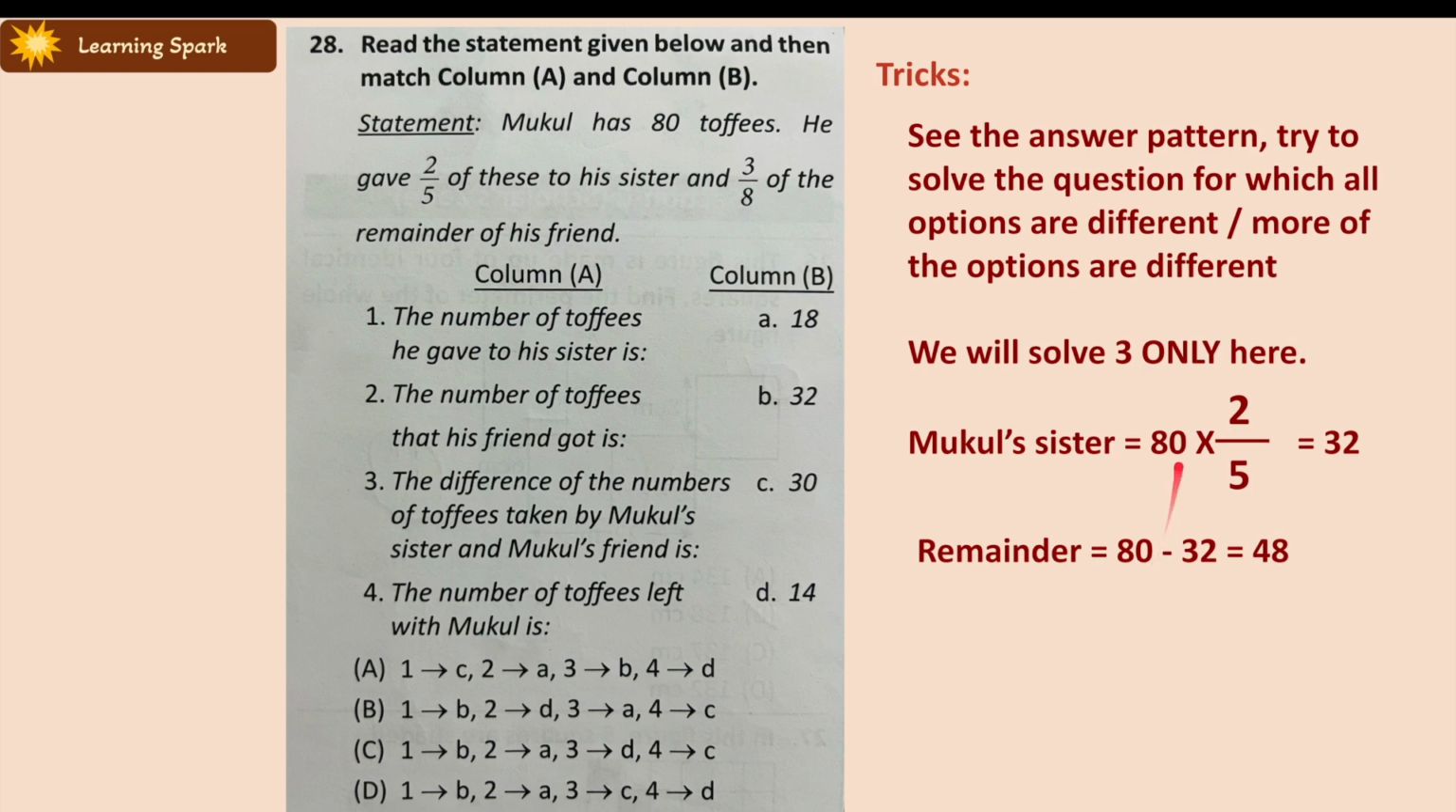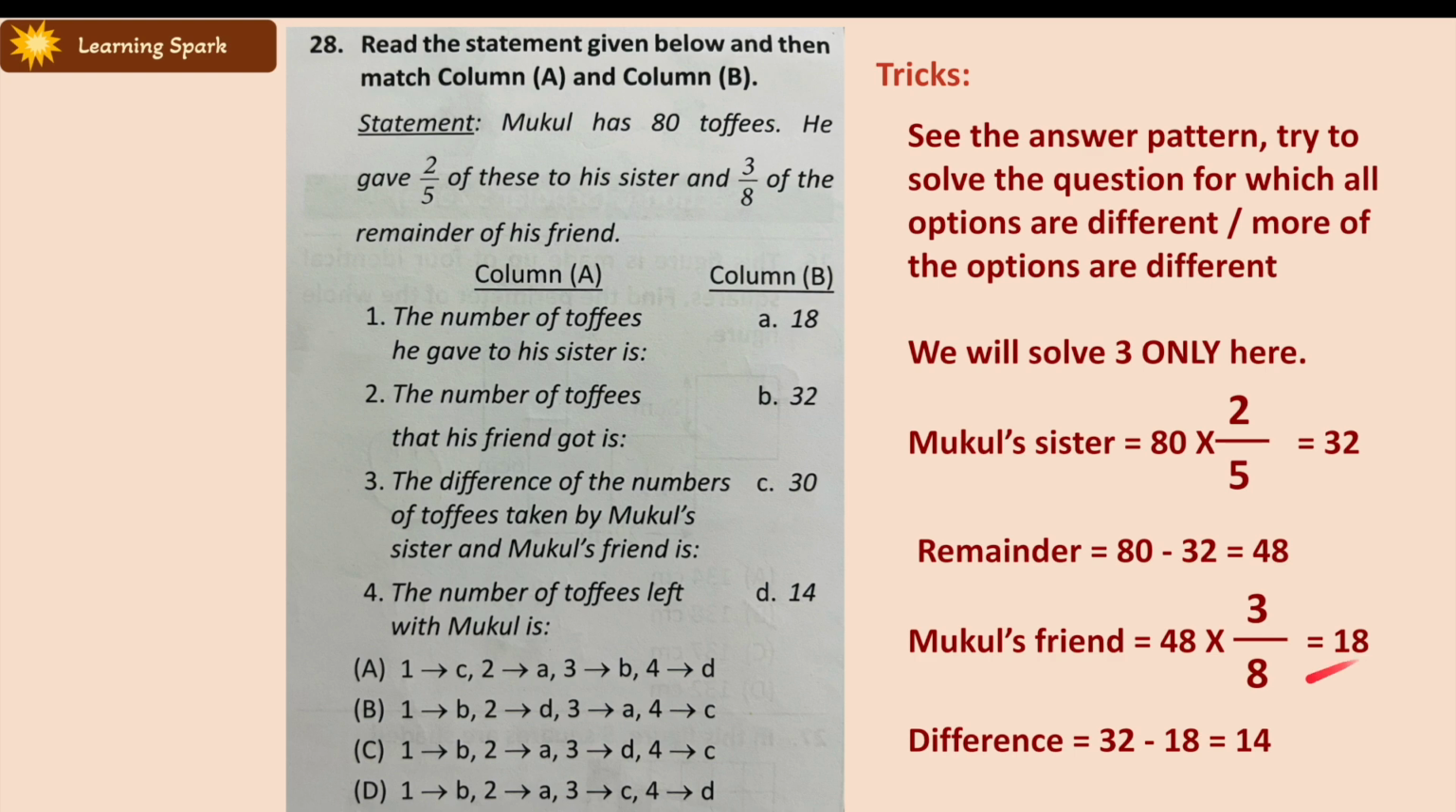So 80 toffees were there, 32 toffees are given to the sister. So 48 toffees are remaining. So 3/8 of the remainder his friend has got. So 3/8 of 48, which is the remainder. So now let's do this. 48 by 8 means 6, and 3 into 6 equals 18. So Mukul's friend has got 18, sister has got 32.